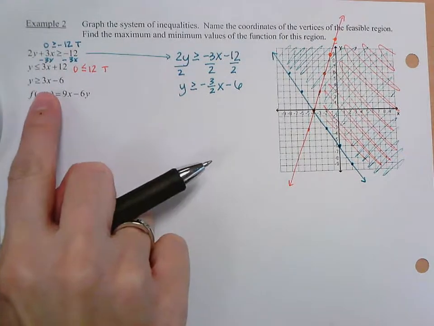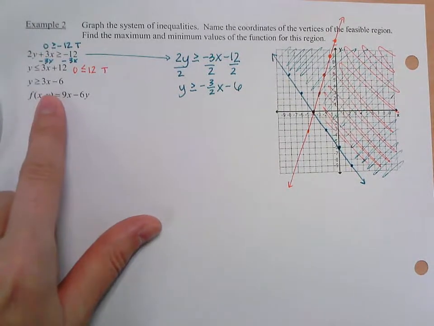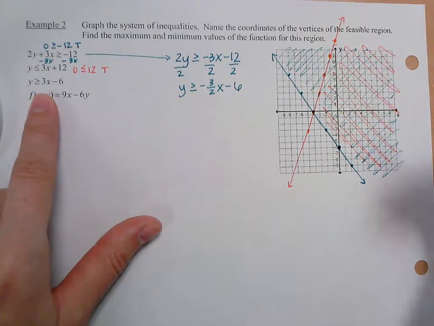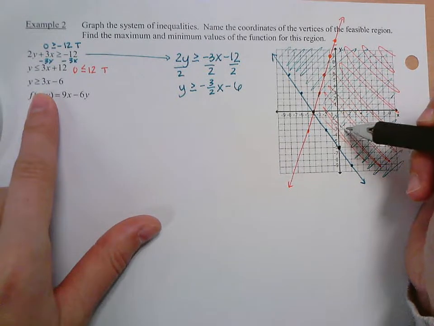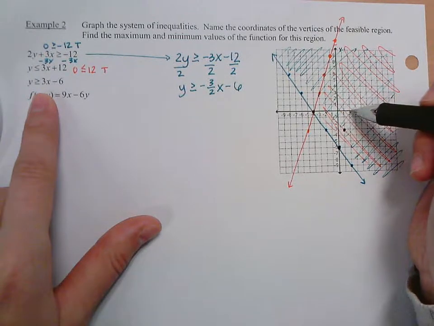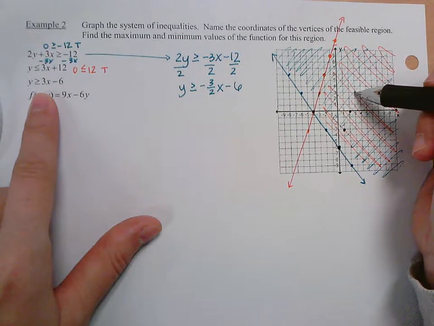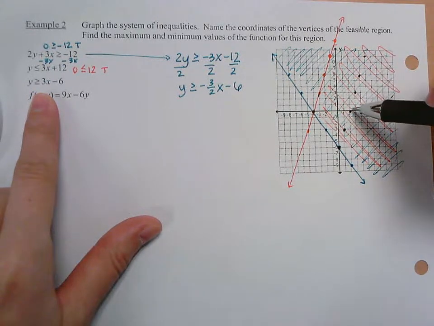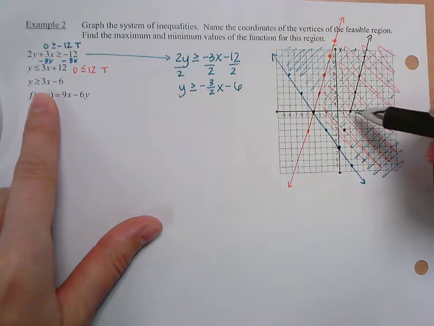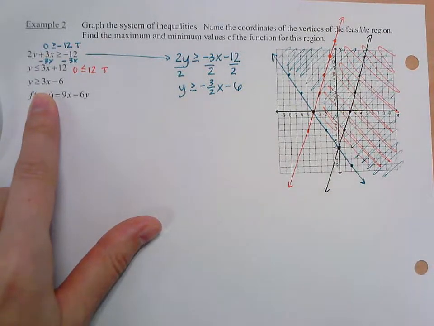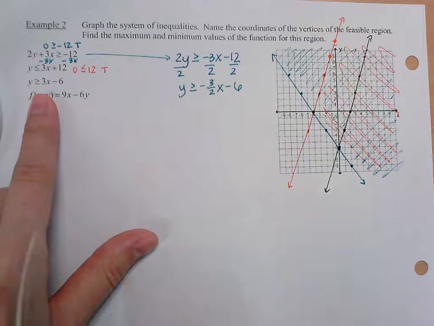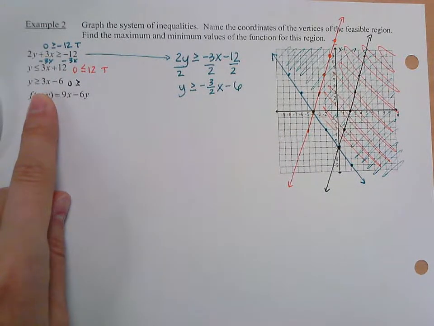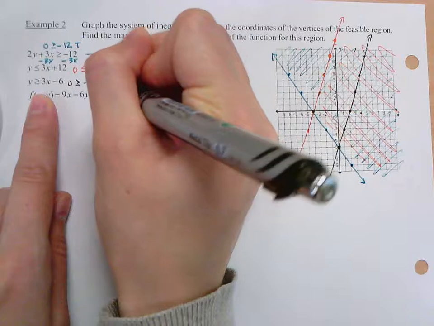And the last one, y is greater than or equal to 3x minus 6. So y-intercept at negative 6. And that also has a slope of positive 3. So here I can go up 3, right 1. And if I test 0, 0, I get 0 is greater than or equal to 3 times 0 is 0 minus 6 is negative 6, and that is true.